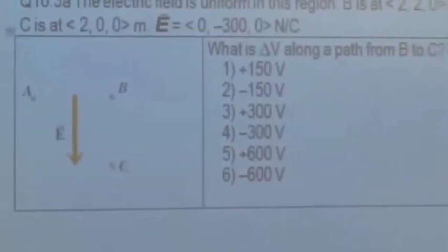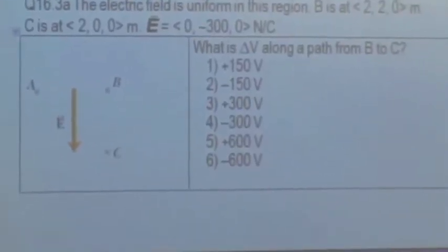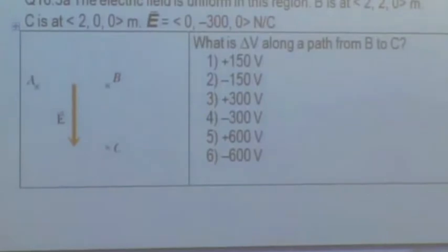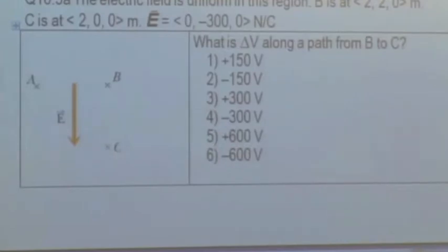So here is a region of electric field. Electric field is pointing downward. We have 3 points, A, B, and C. We're just going to look at B and C for right now. B is at location 220 meters. C is at location 200 meters. Electric field is 0, negative 300, 0 newtons per coulomb.